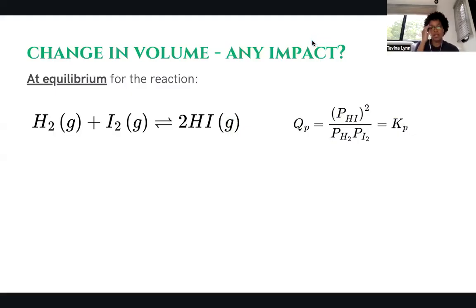The next stressor we want to look at is volume. So if we change the volume of a system at equilibrium, will it have an impact? Will anything change? So let's consider this example. For this reaction, at equilibrium, the following is true. So here is its expression for the reaction quotient, which happens to be equal to K because it's at equilibrium.